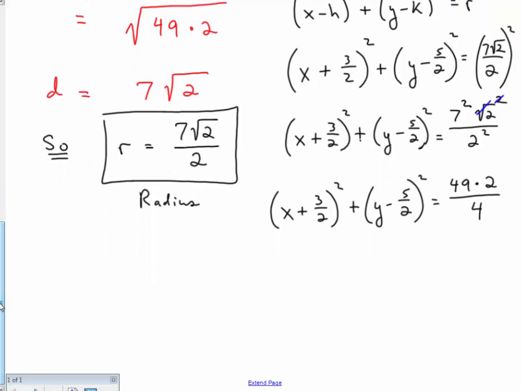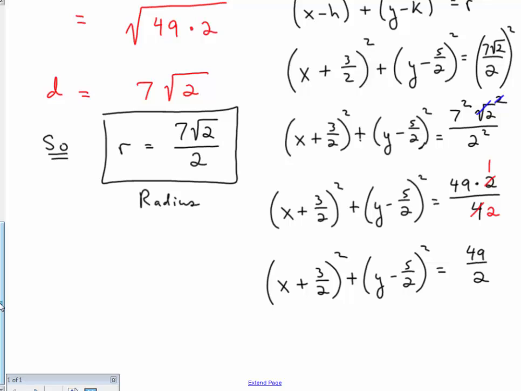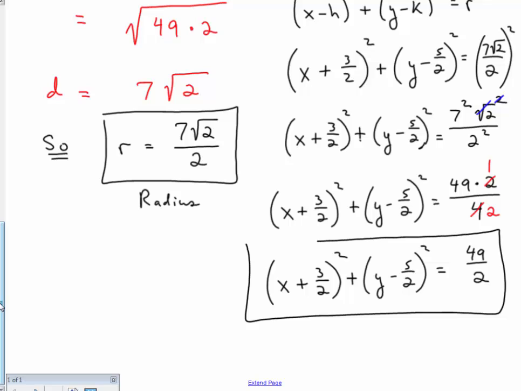My last step here is I'm going to reduce that fraction. Instead of multiplying the 49 times the 2, because the top is multiplied and the bottom is divided, I can go ahead and reduce right now. 2 will go into both 2 and 4, so I can reduce that out. So our final answer will be x plus 3 halves squared plus y minus 5 halves squared equals 49 over 2. And that is the equation of the circle.